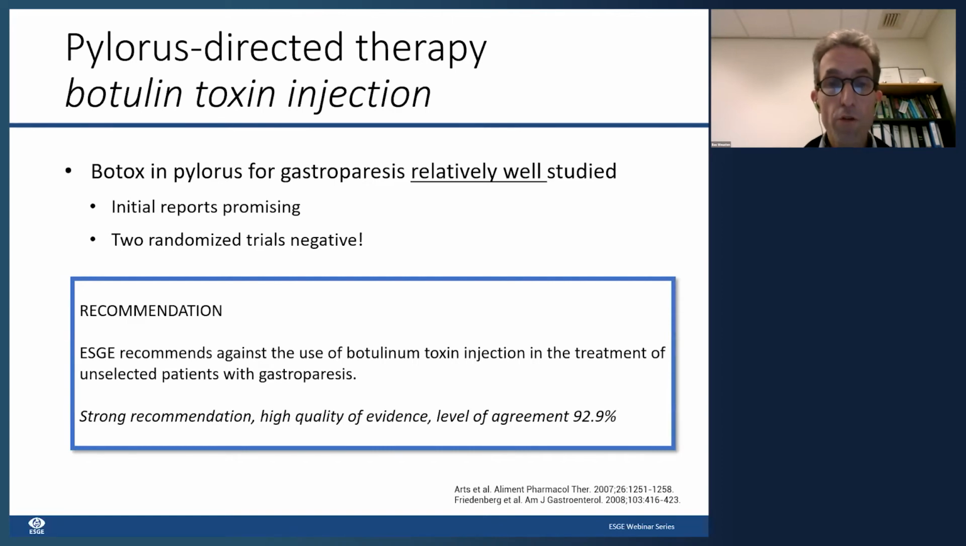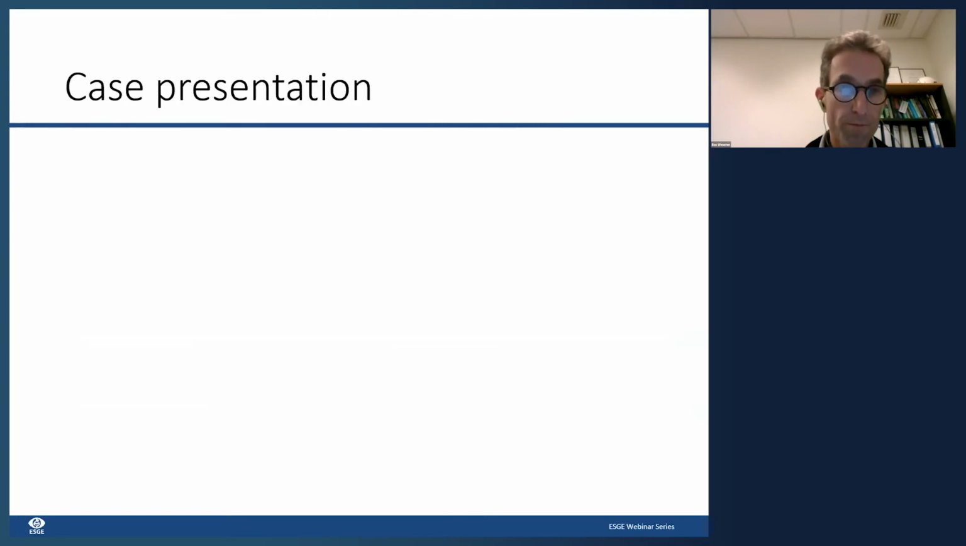However, most experts will agree that there is a subset of patients who really do respond to botulinum toxin injection, and sometimes it can be used, although there is a theoretical disadvantage that it might interfere with subsequent endoscopic pyloromyotomy. As we know, it is the case for Botox injection in the lower esophageal sphincter in case of achalasia. Of course, it's only for short-term relief. It's not a lasting solution.